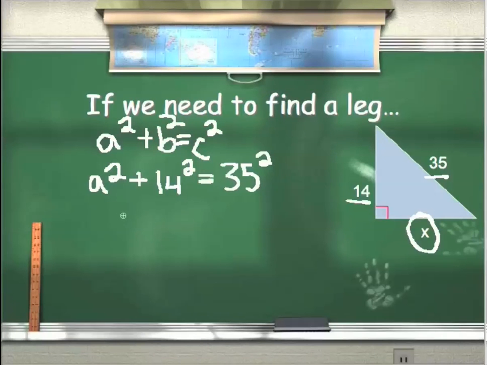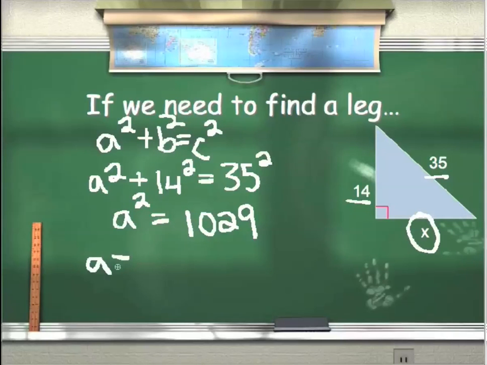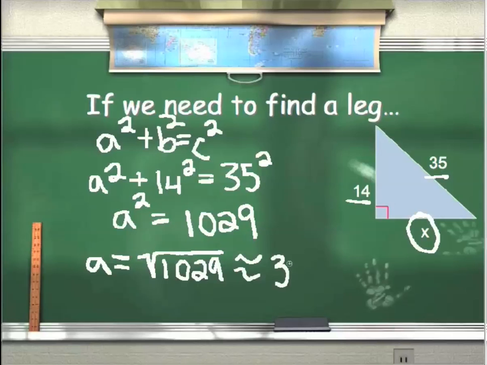The next step is to get a squared by itself. So we have a squared equals 35 squared minus the 14 squared. And that just ends up being 1,029. You can type that in on your calculator: 35 squared minus 14 squared. We then take the square root. So we have a equals the square root of 1,029, and that is about 32.078.